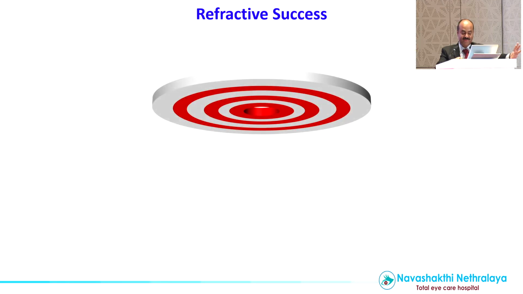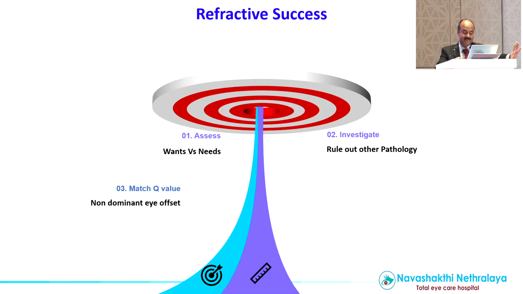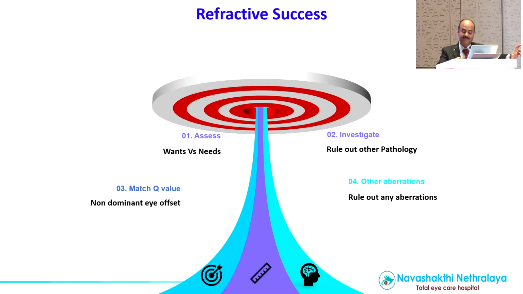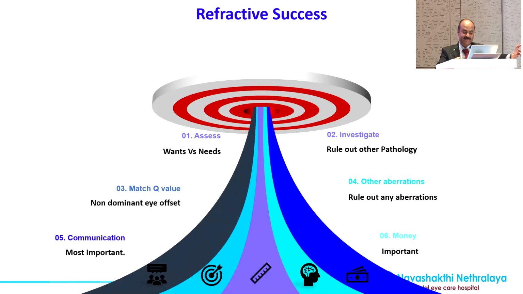Summing up, we are running out of time. I am slightly fast forwarding my slides. Look at wants versus needs. Rule out all other pathologies. If there's a pathology and you put an advanced IOL, this patient is not going to be happy. Look at the non-dominant eye. That's where you do okay. With all this spherical aberration, you still need to do a little bit of an offset. Non-dominant eye, do a little bit of offset. Rule out aberrations. Communicate to this patient. Always you will be a happy 20 by 20 patient.